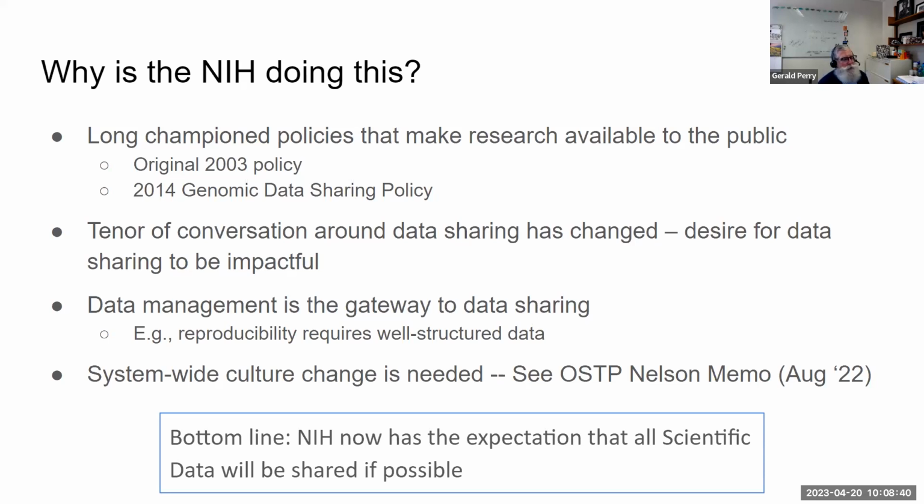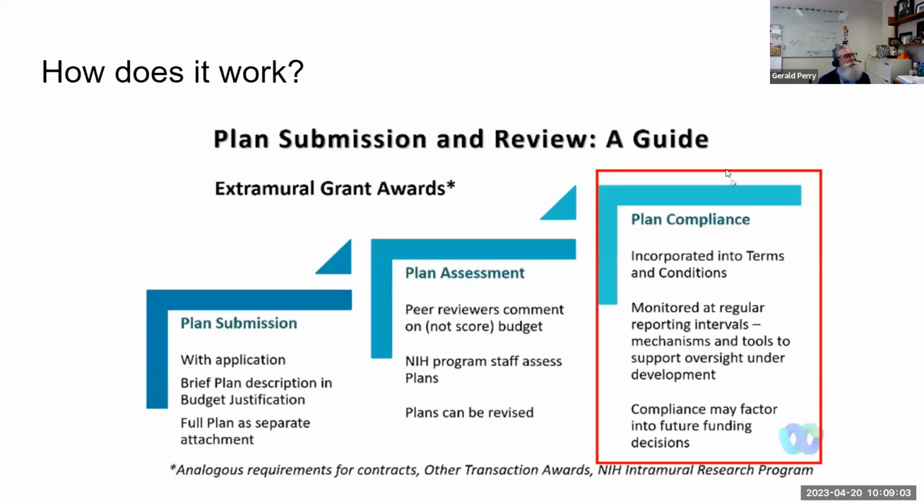We know also that there's a system-wide culture change that is needed. And folks here at our institution, certainly, and I know elsewhere, are looking at the OSTP Nelson memo, which is another act that focuses on the openness of science and openness of data. So the bottom line really is that NIH now has this expectation of all the scientific data being shared where they're funding that. A little bit real quickly about how the process works.